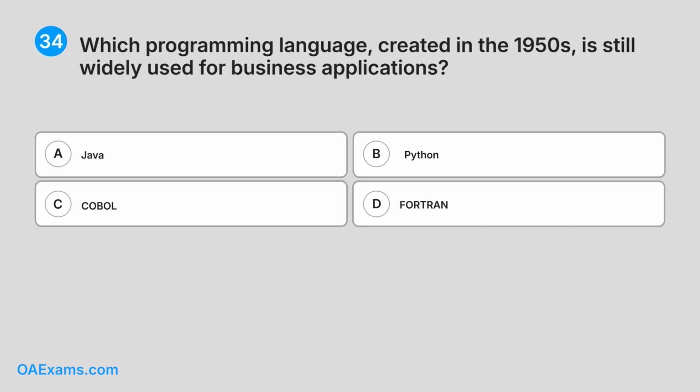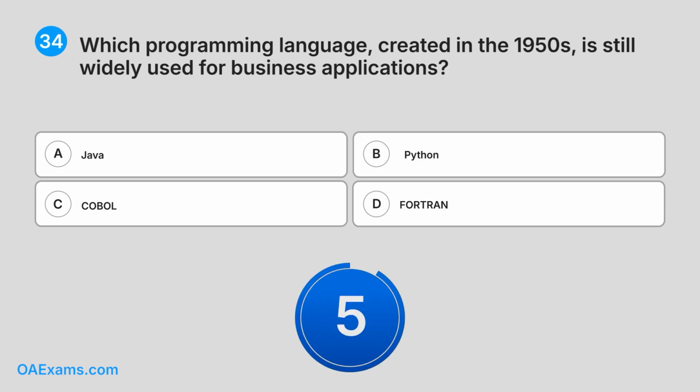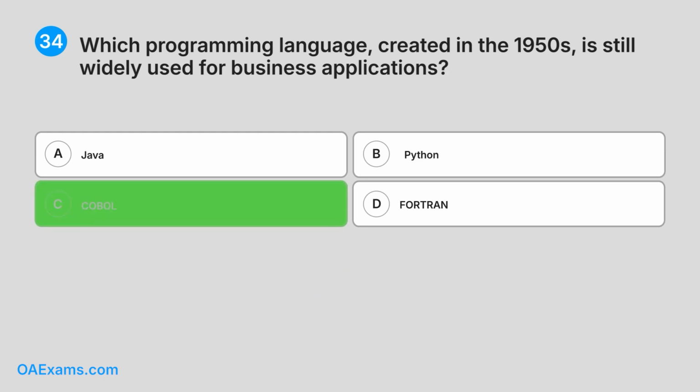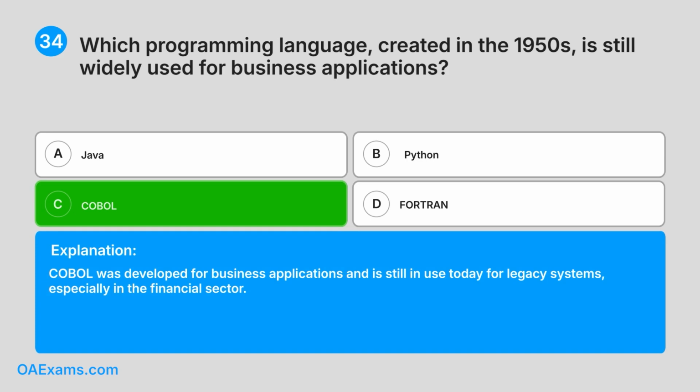34. Which programming language, created in the 1950s, is still widely used for business applications? A. Java. B. Python. C. COBOL. D. Fortran. Can you guess the answer? Correct answer: C. COBOL. Explanation: COBOL was developed for business applications and is still in use today for legacy systems, especially in the financial sector.